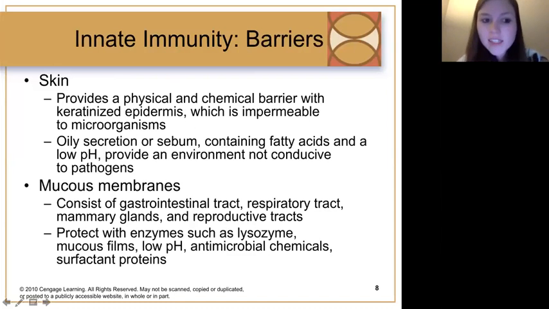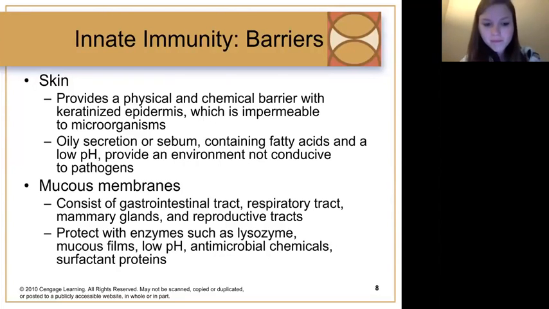Like I said, skin provides a physical and chemical barrier with the keratinized epidermis, which is just your outer layer of skin, and that is impermeable to microorganisms. As long as you don't have any cuts or anything, your skin will be protecting you and the animals. There's also an oily secretion, or sebum, that contains fatty acids and a low pH that provides an environment that's not conducive to pathogens. When pathogens get on your skin, that oil secretion helps kill them and makes an environment they don't want to live in, to keep them from getting into your body.